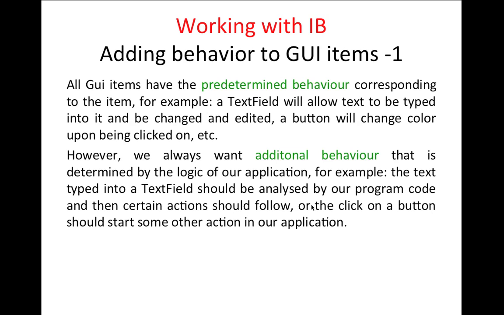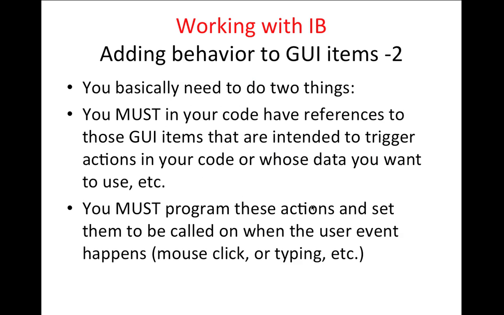So if you like the default behavior, good. However, we always want additional behavior to exist as well. That is determined by the logic of the application. For example, the text typed into the text field should be analyzed by your program code. Certain actions should follow on a text change. When you click on the button, you might start some other program or application as a result. That would be considered part of the action associated with the button in terms of the events from the event loop.